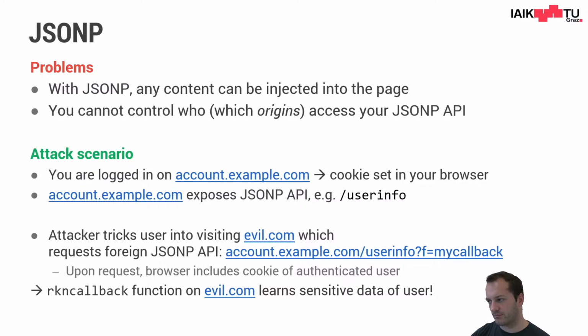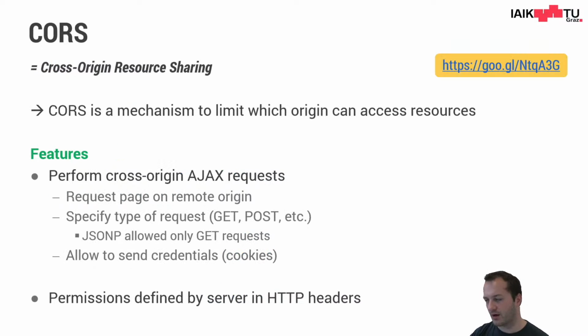So that's from the point of view of the API owner, right? If I'm running this API, I want to make sure nobody is accessing it who I do not want to. And to control this even better, who can access my API as a server owner, there's another mechanism to control this on a more fine-grained basis. It's called cross-origin resource sharing. And the idea is to have better error handling than JSON-P.